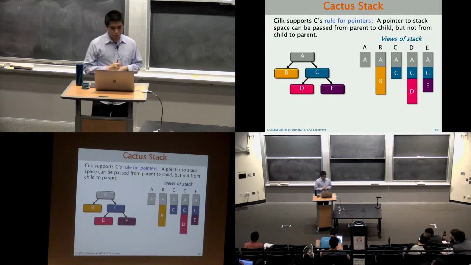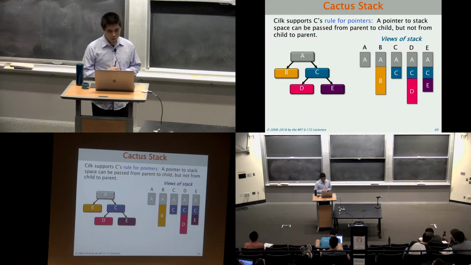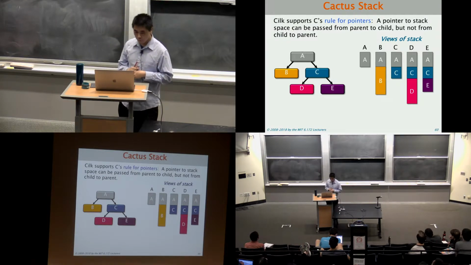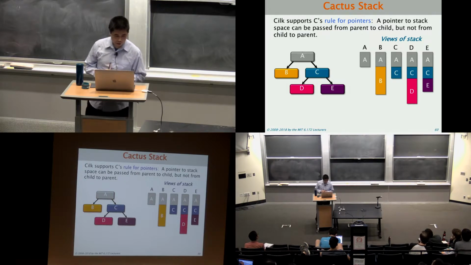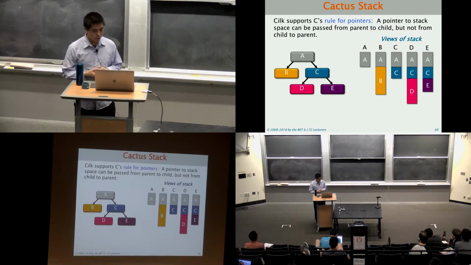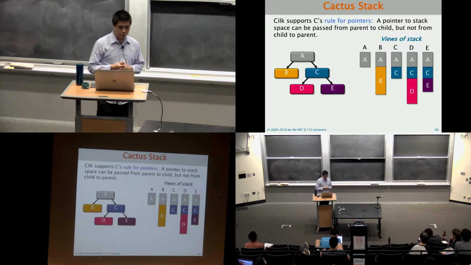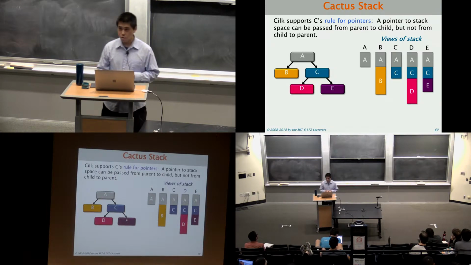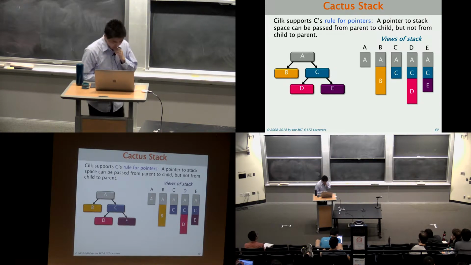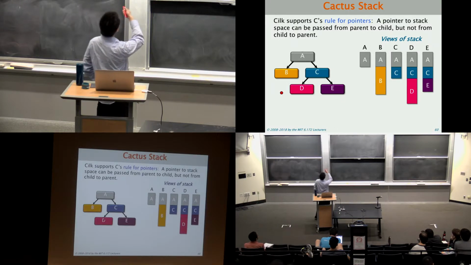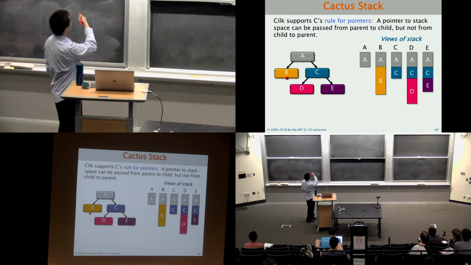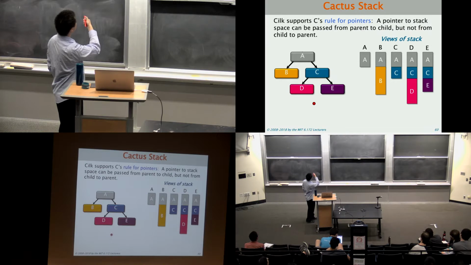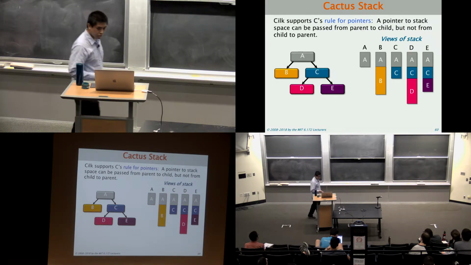All right, so another thing I want to talk about is that Silk supports C's rules for pointers. A pointer to a stack space can be passed from a parent to a child, but not from a child to a parent. This is the same as the stack rule for sequential C programs. Let's say I have this computation on the left here. A is going to spawn off B, and then it's going to continue executing C. And then C is going to spawn off D and execute E.